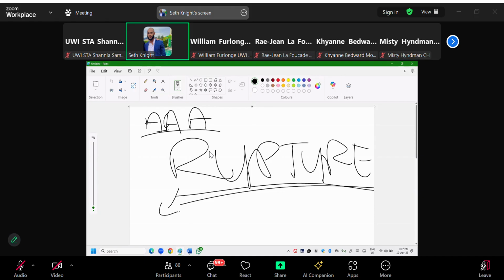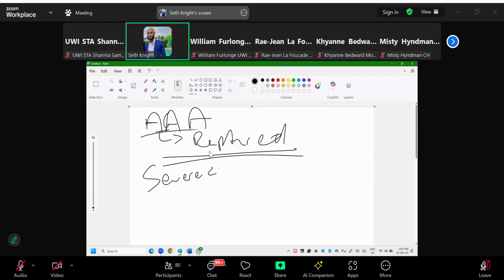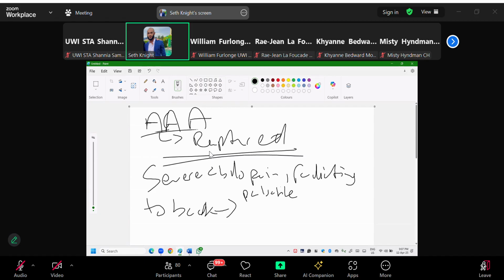A ruptured AAA usually presents as an acute abdomen. Right? This is your acute abdomen. So what are your findings of a ruptured AAA? A ruptured AAA would present as very severe abdominal pain radiating to your back, and the patient could have had a history of a pulsatile mass and presents with that pulsatile mass, and of course, hemodynamic instability.